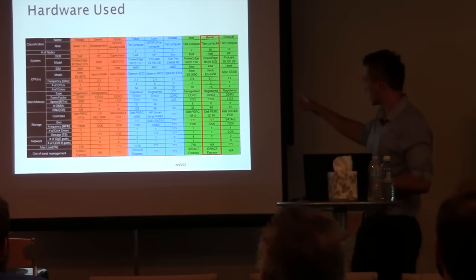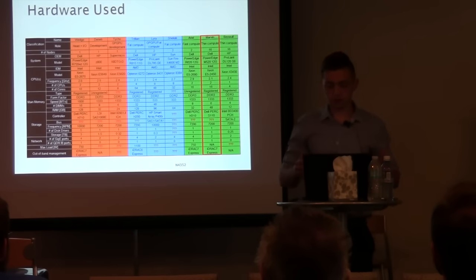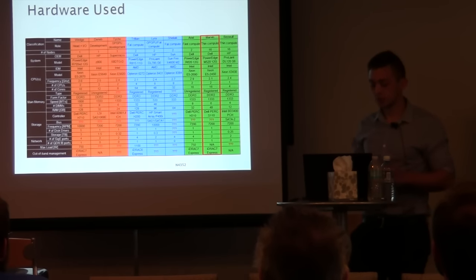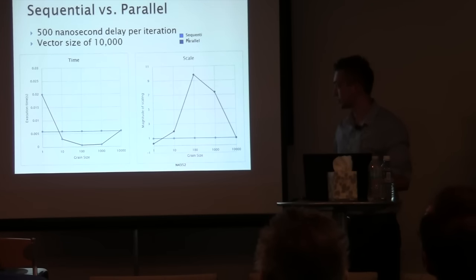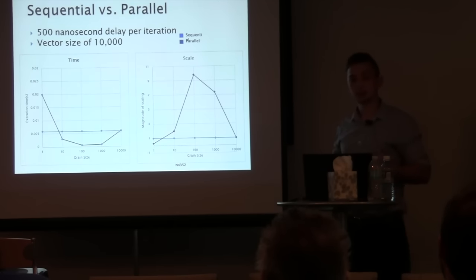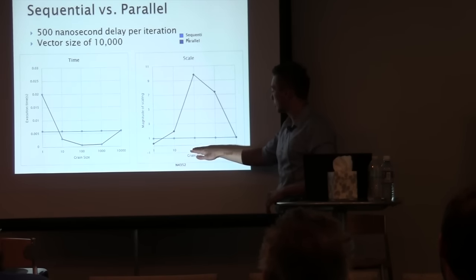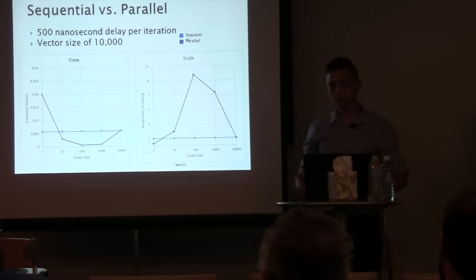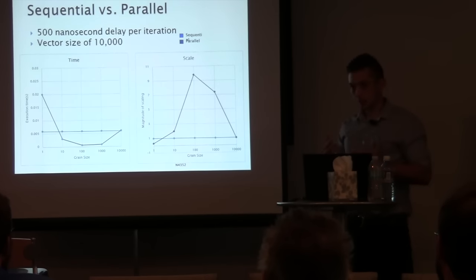So here's the hardware we used. The important part to get out of this is that we have 16 cores, so in a perfect world, we're going to see 16 times as fast. But this initially isn't the case with small sizes. So when we tested a 500 nanosecond delay per iteration on a vector size of 10,000, what we found is that the optimal grain size still only yielded us about 10 times as fast as the sequential execution, which means we were missing at least 6 times of the speedup that we wanted.